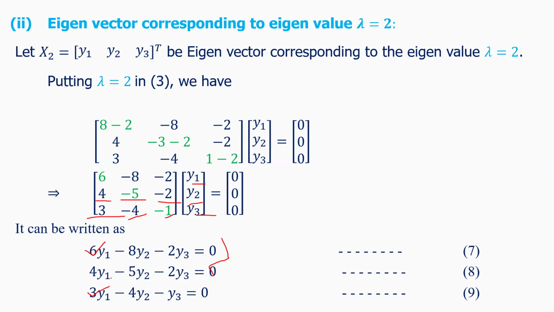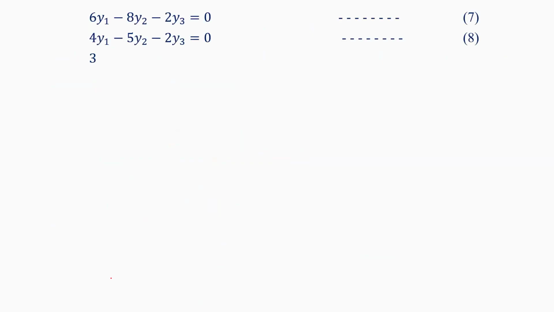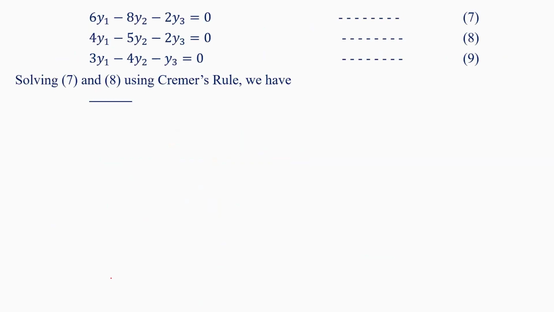So we can take any two equations, either the first two, the last two, or the first and last, as they are independent. Let me take the first two equations, 6y1 minus 8y2 minus 2y3 and 4y1 minus 5y2 minus 2y3. Again, we have to leave this part: y1 upon minus 8, minus 5, minus 2, minus 2, which is equal to, let us take the second part, 6, 4 and minus 2, minus 2, and that's why we have taken the minus sign over here.